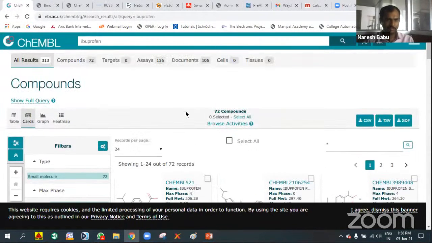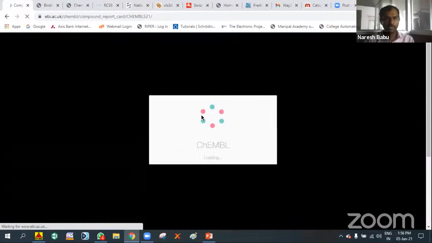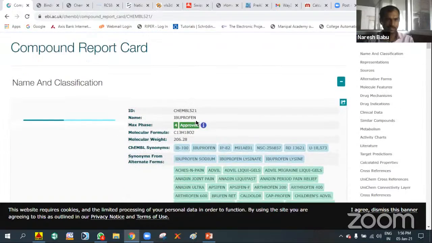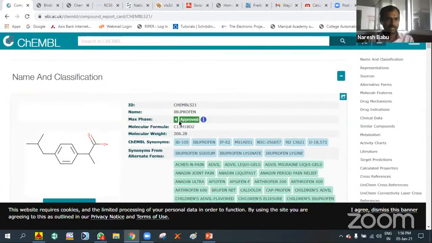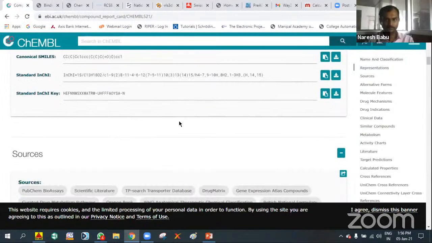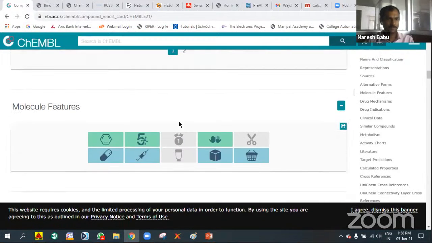So I searched ibuprofen, and the related structures are represented, nearly 72 records are shown. All are related to the structure of ibuprofen. So similarity structure. If you click the individual one, we get 74 in the search. Here we can observe the name and classification of the compound. What are the sources, alternative forms, and molecule features we can observe here.